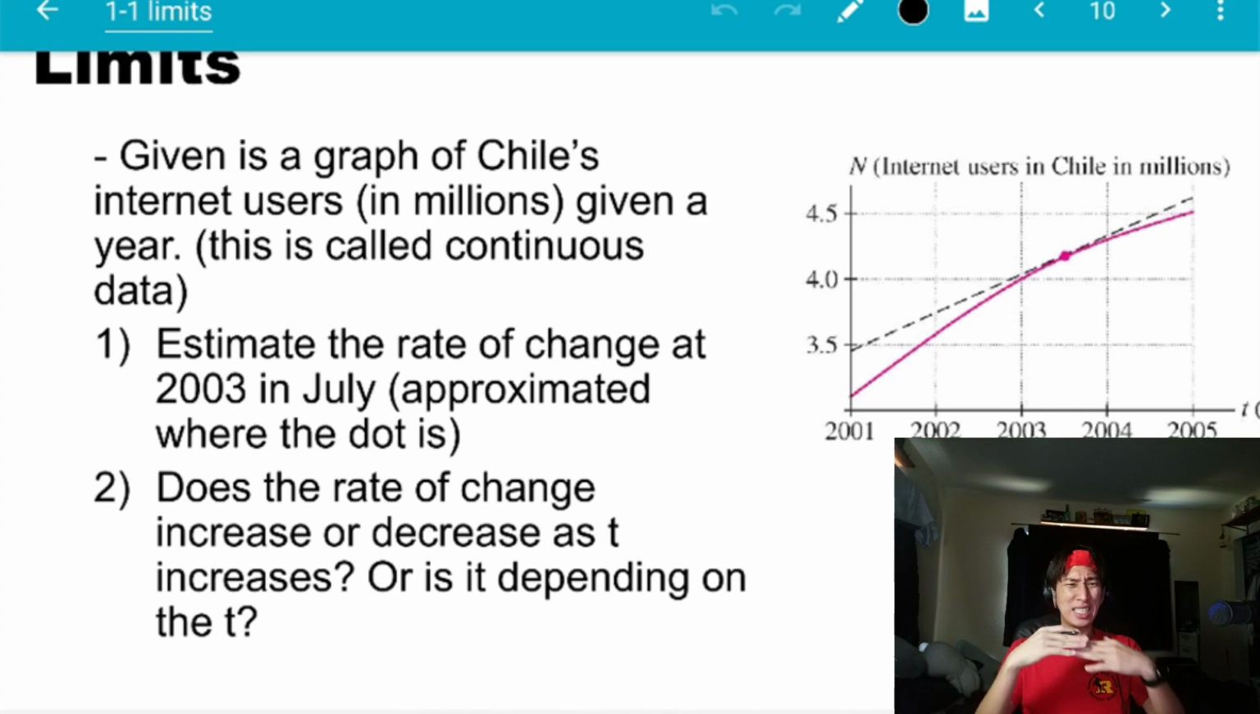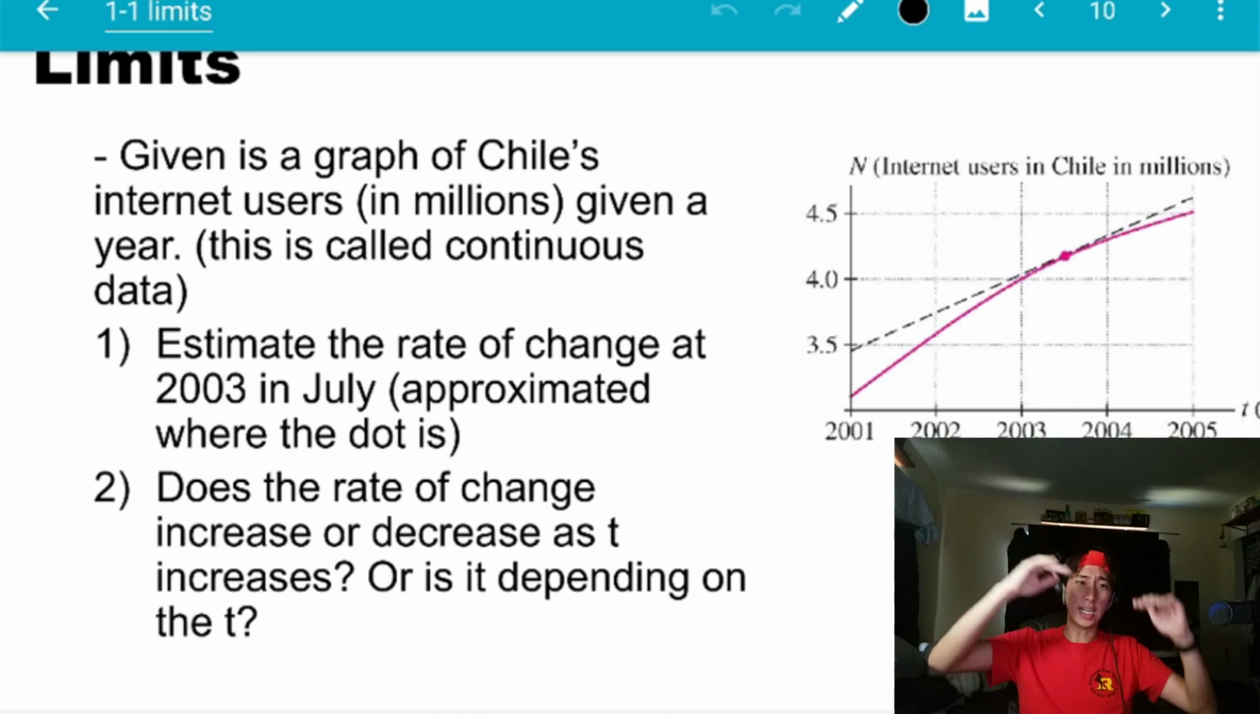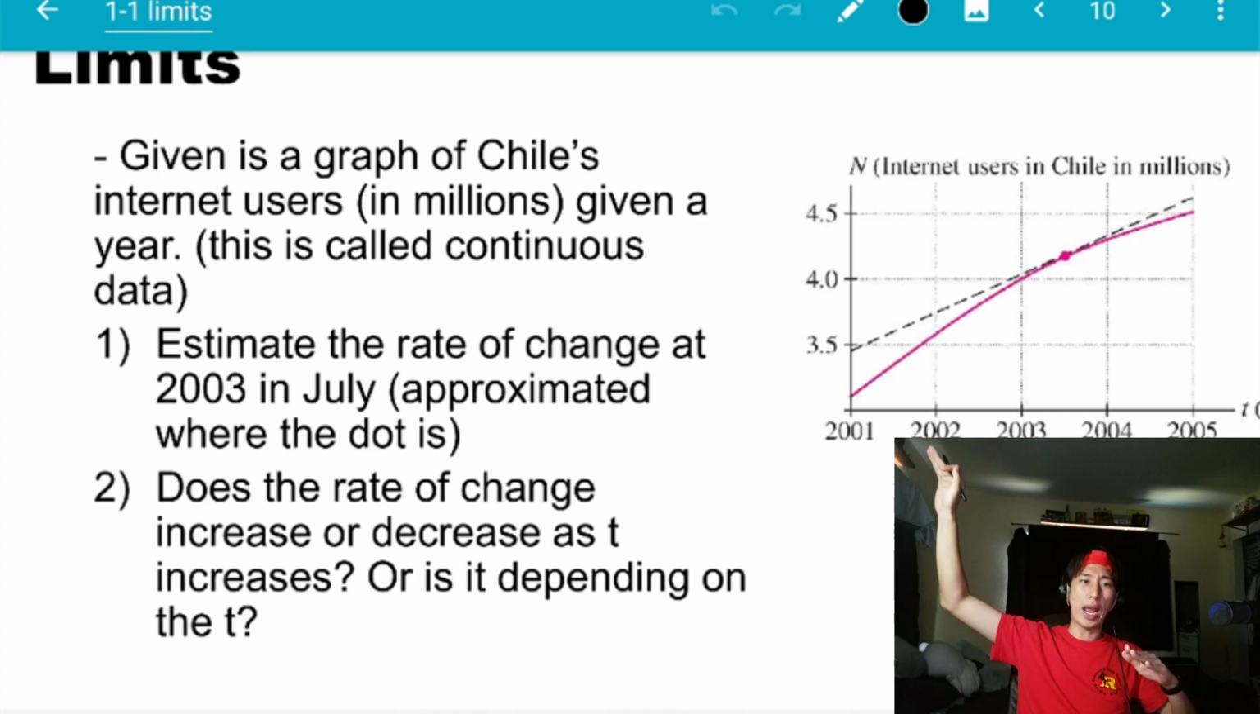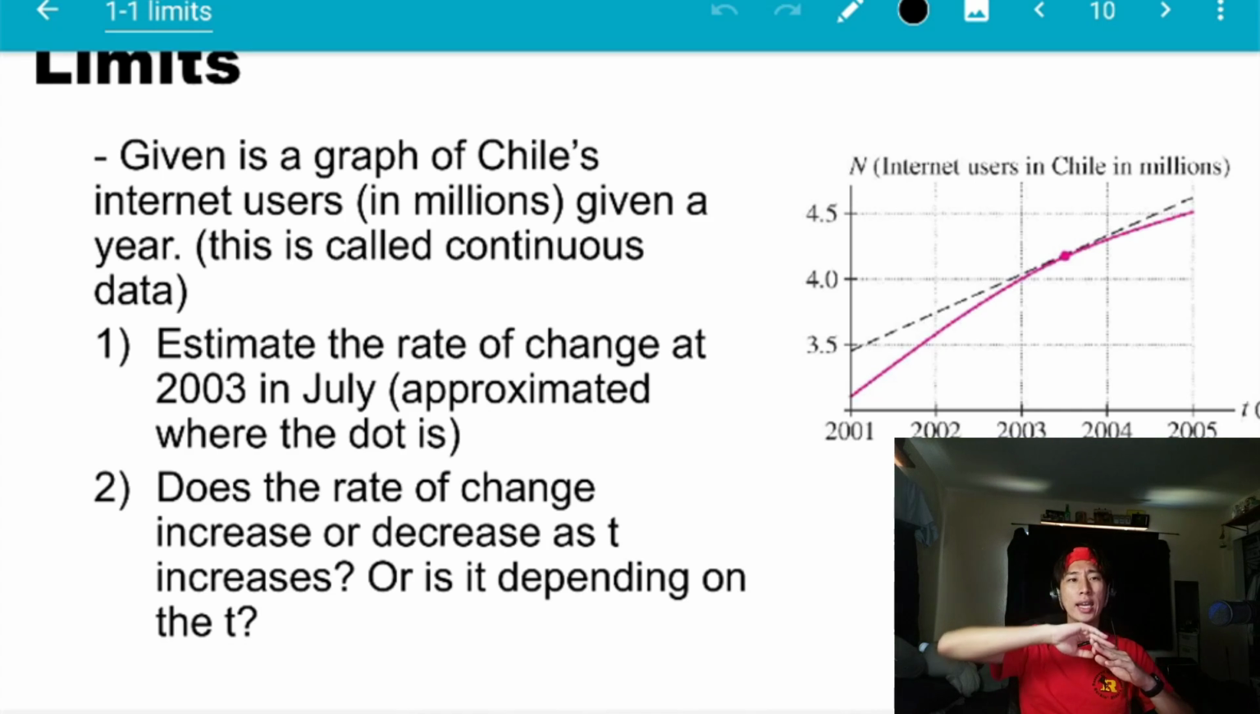What I mean by that is it doesn't magically jump. It's not just saying, okay, at the start of 2001, we were at 2 million. At the start of 2002, we're at 3 million. It doesn't just jump, and it doesn't just randomly make lines, but it's saying, okay, halfway through 2001, this is how much it was. Halfway through 2002, this is how much it was. So that's why it's called continuous data.